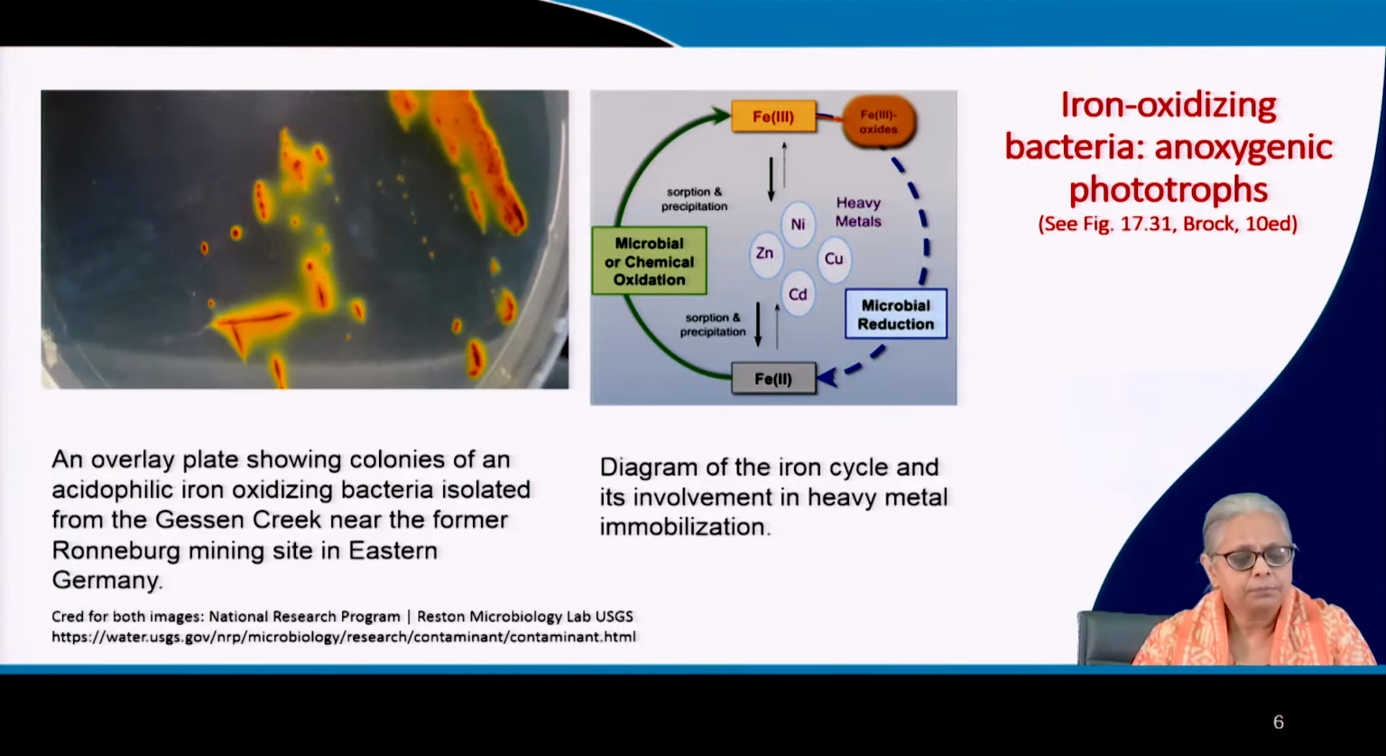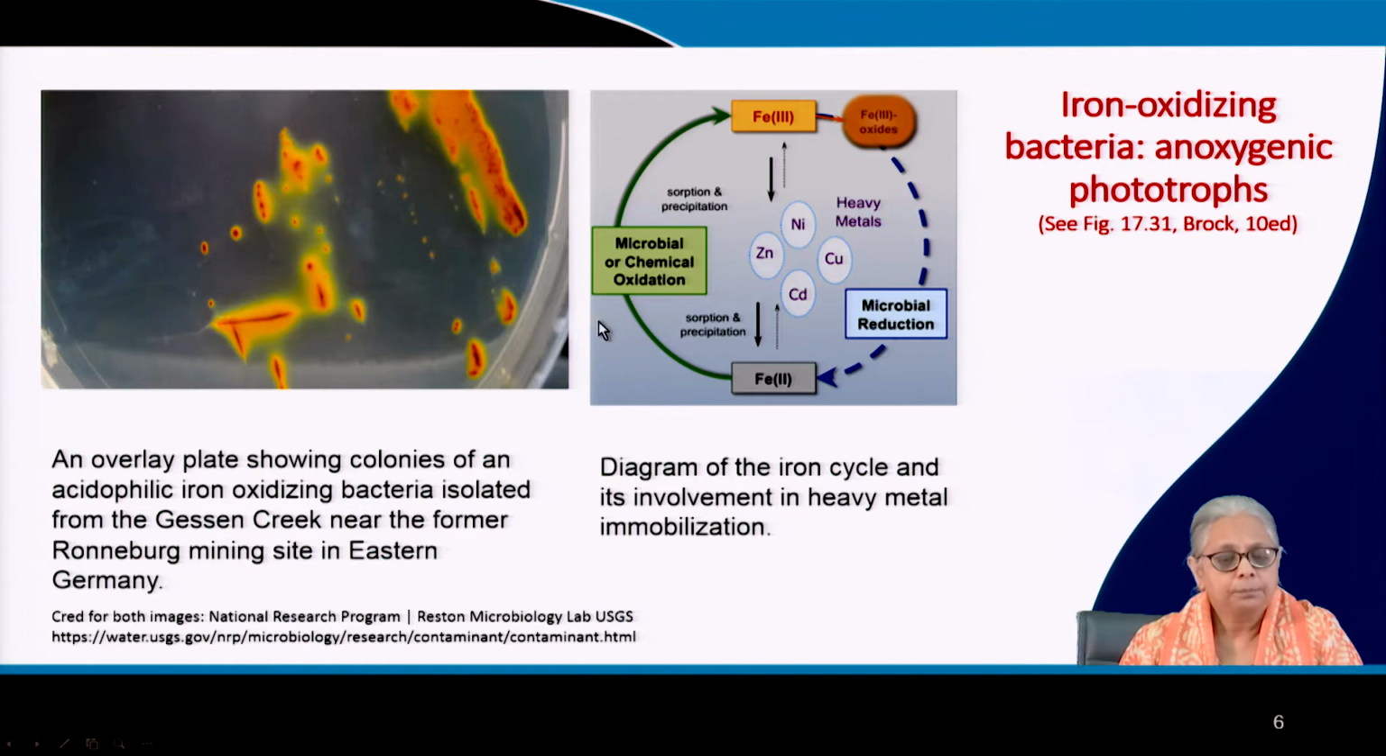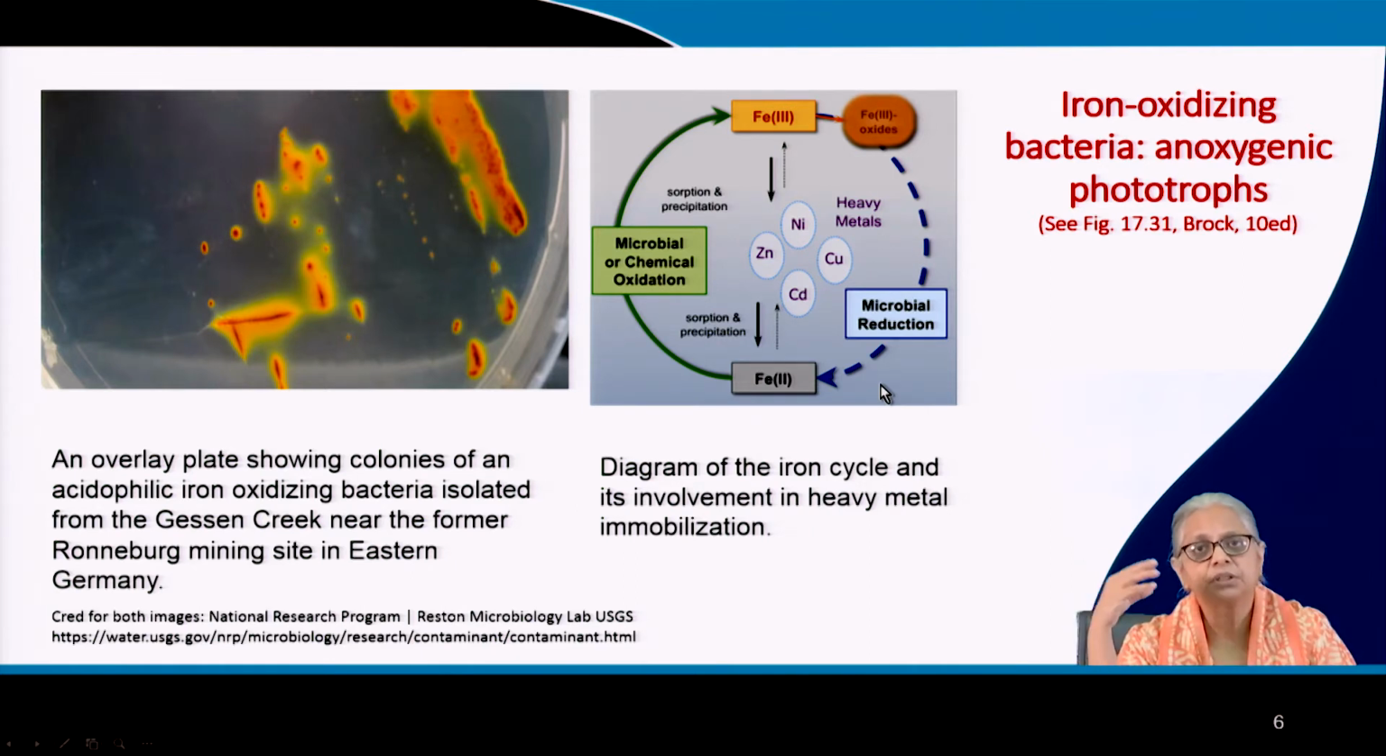Here are more examples of the colonies of acidophilic iron-oxidizing bacteria isolated from another mining site in Germany. So these are just examples of the same. And this is also an example of how iron is recycled in nature based on both chemical as well as microbial oxidation. So we know that under neutral pH conditions, elemental iron will be converted to Fe2+ and then to Fe3+ in the presence of oxygen.